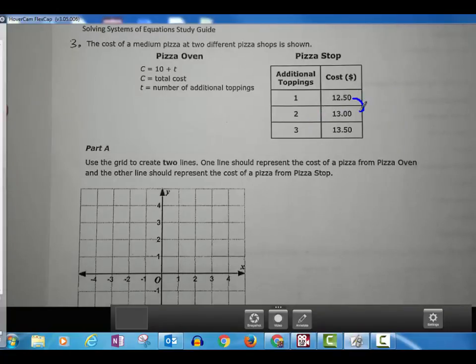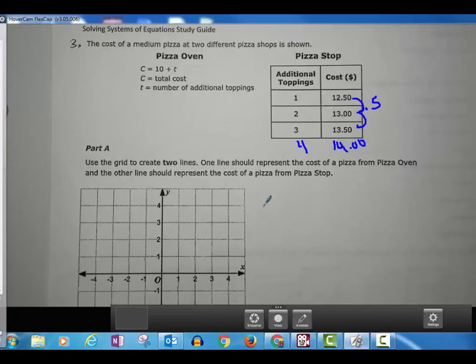Well, let's look at our rate of change. Our rate of change is constantly going up 0.5, or, for example in money, 50 cents. So no matter what, each time it's going up 50 cents. So if I got four toppings, my cost should be $14 because I'm going up by 50 cents. My rate of change stays constant on both sides, so I have a constant rate of change.